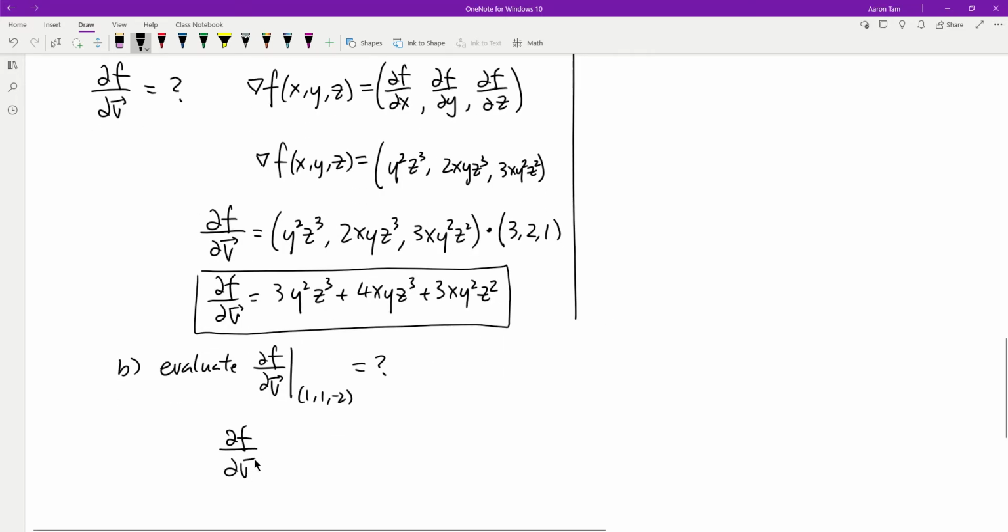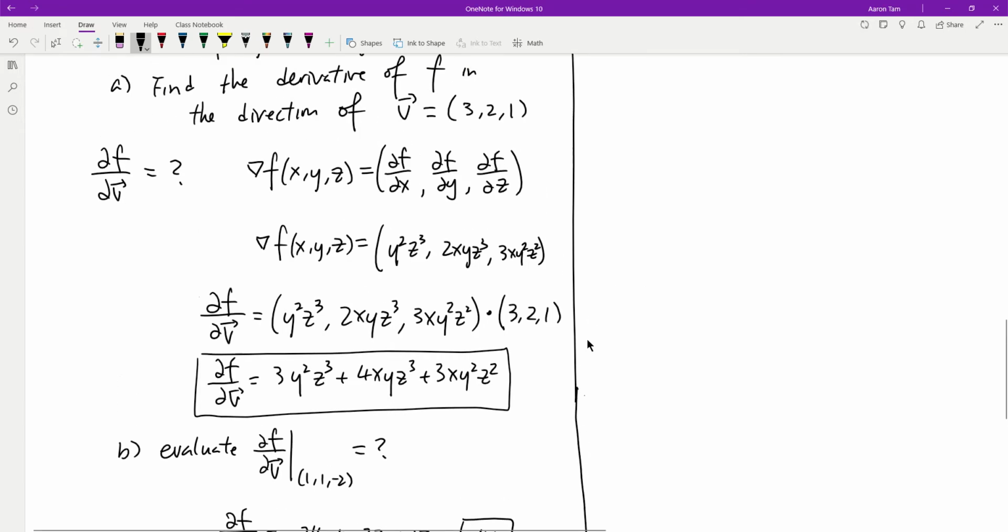So in this case, df over d vector v would equal, if I plug in negative 2 for z, that's negative 8. Negative 8 times 3 is negative 24. Plus, the x and y are both 1, so they stay the same. So 4 times negative 8, that comes out to minus 32. And then plus 3 times negative 2 squared, which is 4, so plus 12. So the total comes out to negative 44. All right, so that's how it goes.